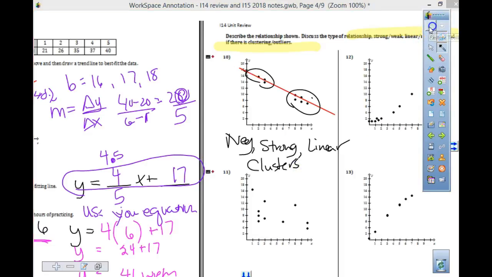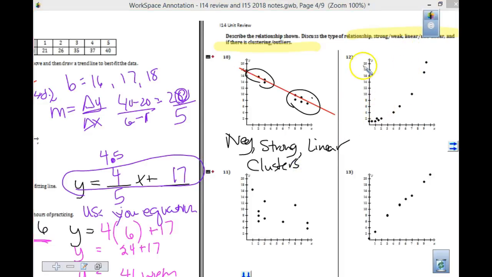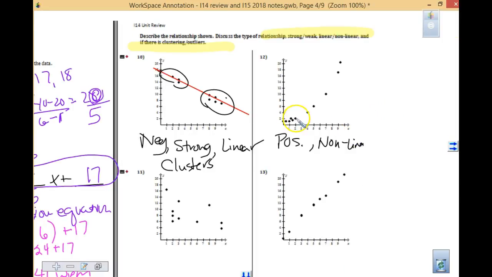All right, Camden, if we look at that next one, give me one of the words that you might want to use. Positive. Positive. Aiden? Nonlinear. And again, could we show the line of nonlinear? Yes. It's going to kind of be this curve as we are looking at it, right? All right, as we are looking, Andrew, what else besides nonlinear? Yeah, we've got a cluster right down in here, right? As we are looking at that.